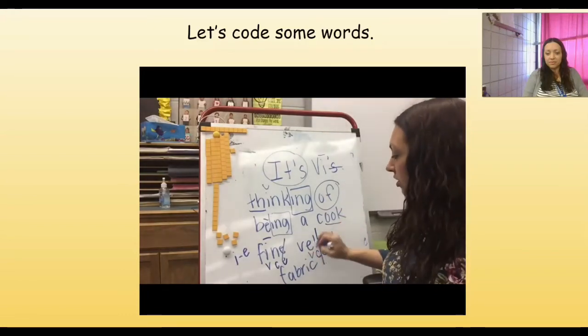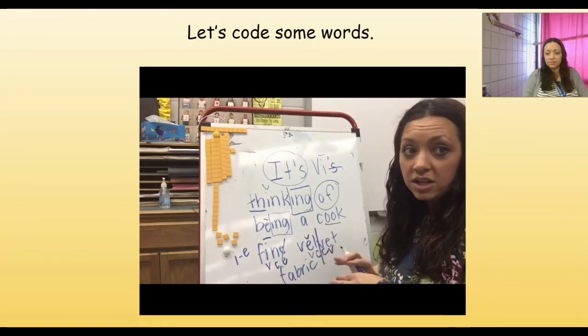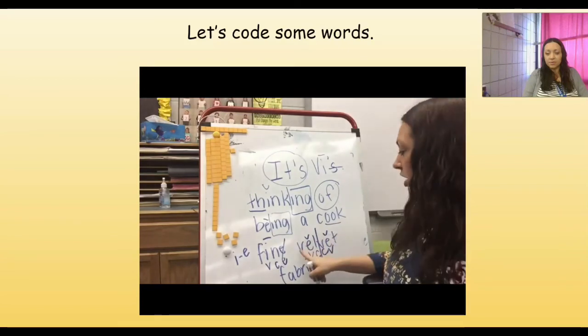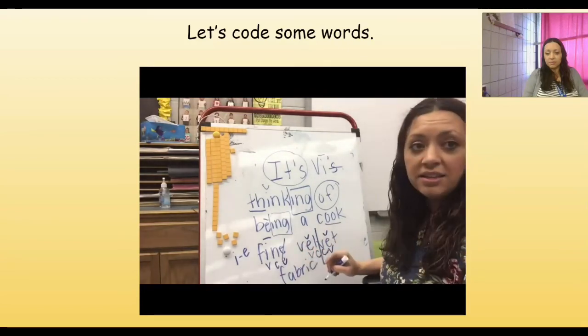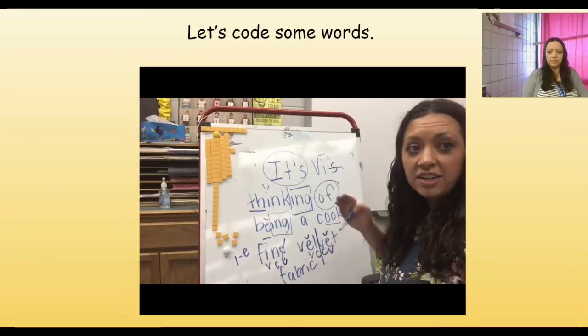So I need to know that the E is going to be short, because in a CVC word, the middle vowel is always going to be short. And the E over here is going to be short. So, vel, and vet, velvet.